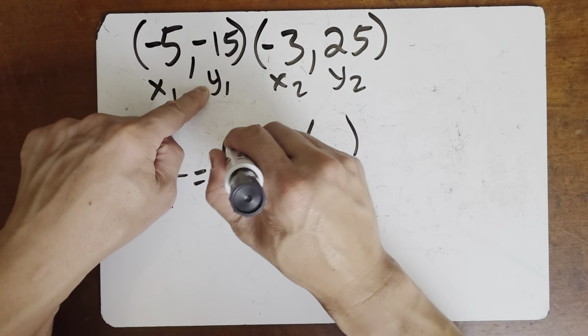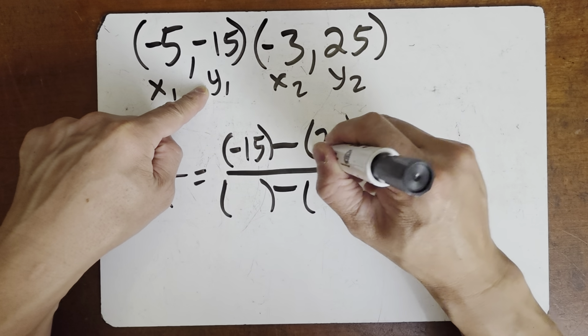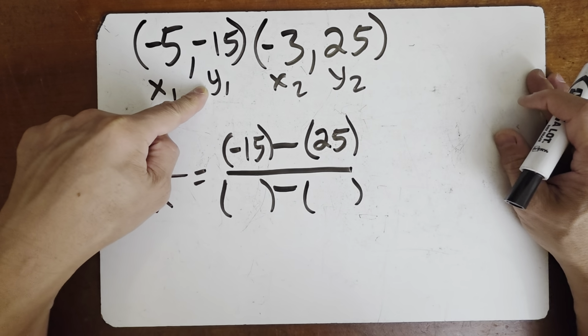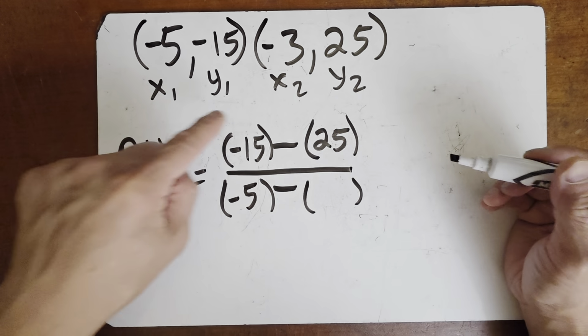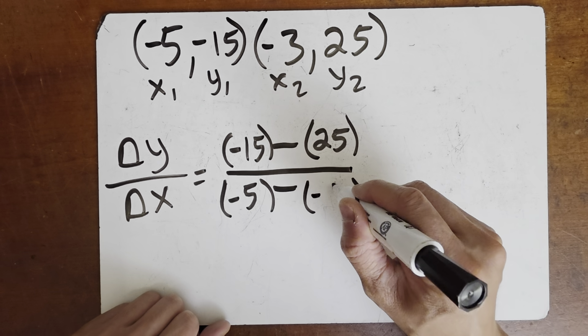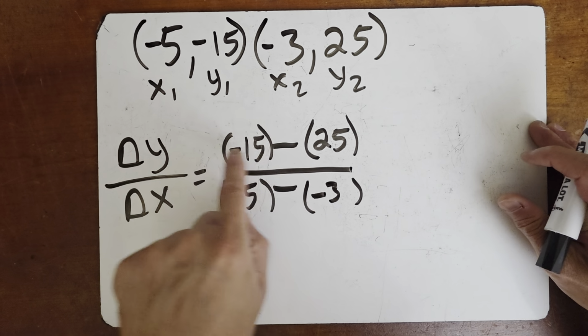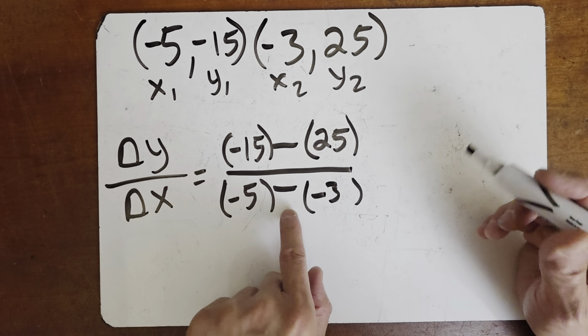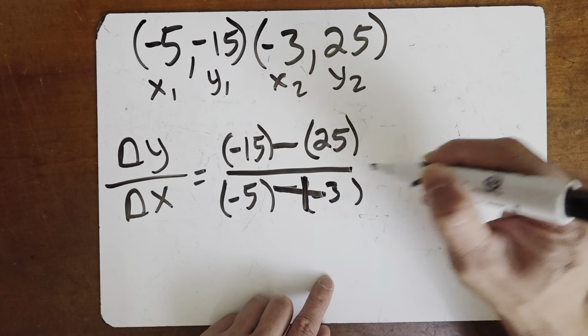y1, -15, y2, 25. All right. x1, -5, x2, -3. So we're looking for additive inverse. On top, none. On bottom, there is an additive inverse right here. So turn that into a plus sign.